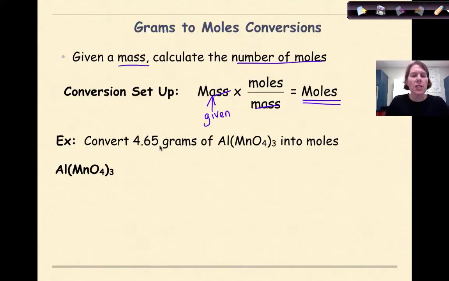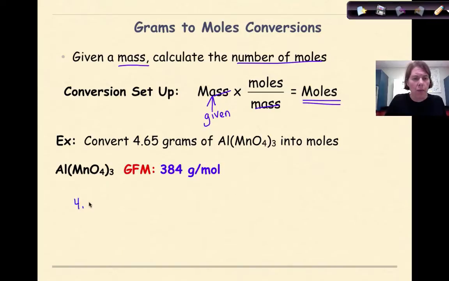Convert 4.65 grams of AlMnO43 into moles. So the gram formula mass of AlMnO43 is 384 grams. I'm doing this because I don't want to take the time to go through calculating the gram formula mass because we've really already covered that. So how am I going to set this up? Well, I'm going to start out by writing out my given. That's always the first thing to do. Write your given completely, not just a number. Put the units on, put the formula on, or the element that you're working with.